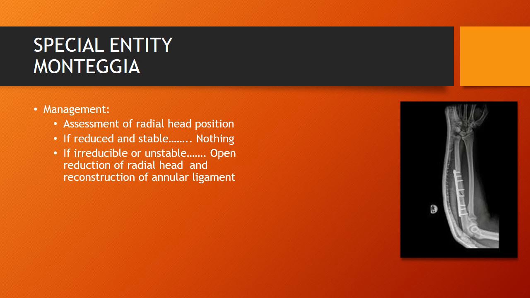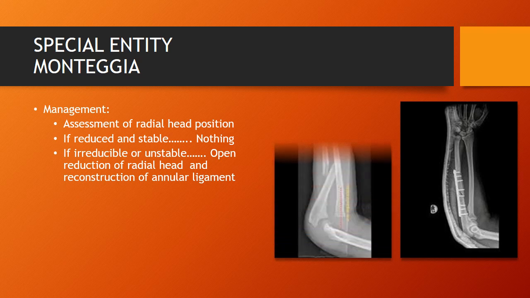Here you can see in this X-ray, there is open reduction of the ulna, fixed with a plate, very important. Of course, in children, we can do wires or pinning. And after this fixation, we are doing radial head assessment for its reduction. If the radial head is in place, reduced and stable, there is nothing to be done. If unstable, then we are doing reconstruction of the annular ligament, which is very important.